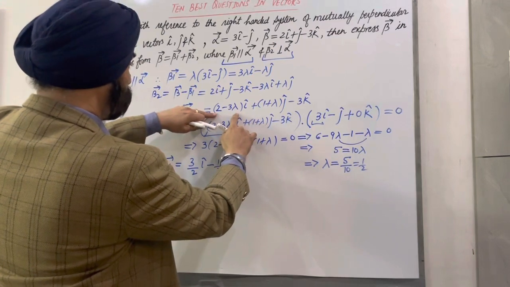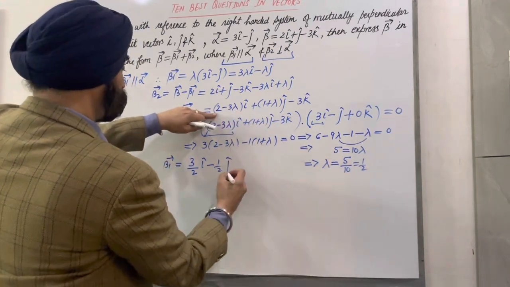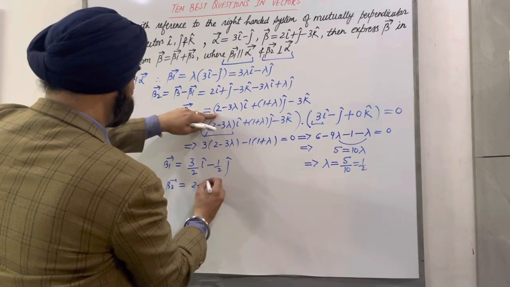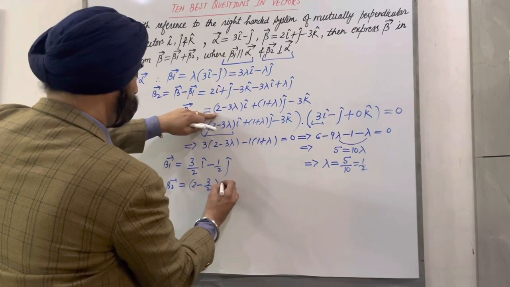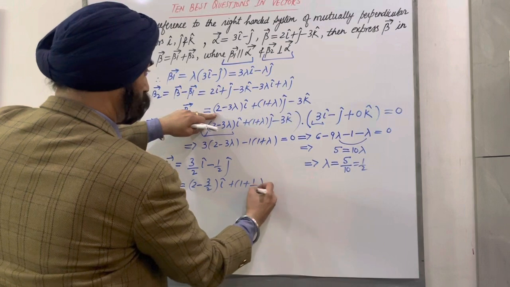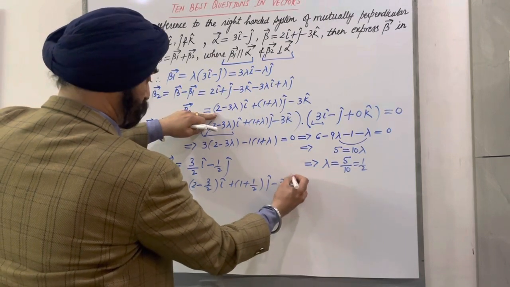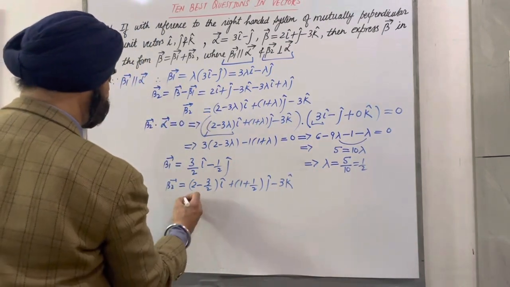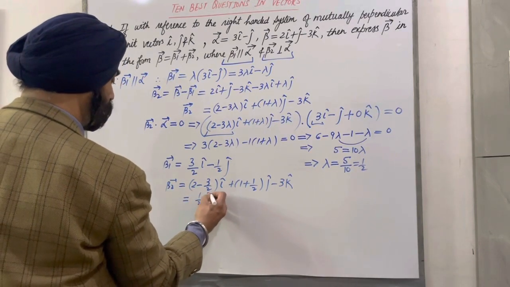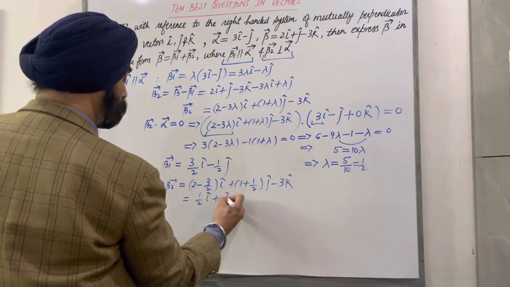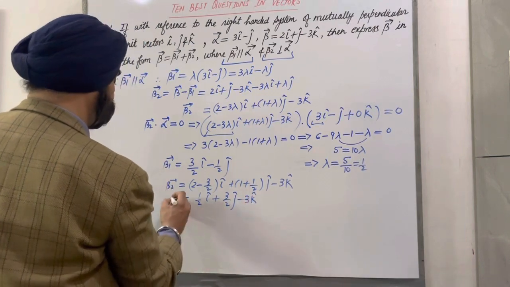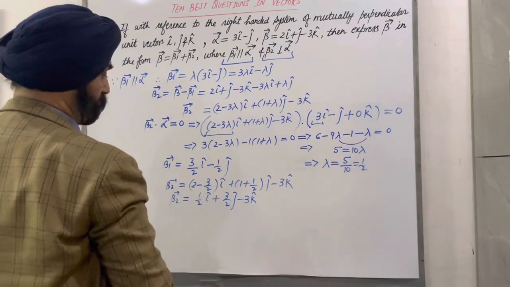And we have the expression for beta 2 here. So we can write lambda as 1 upon 2 here also. So for beta 2 vector, we can write 2 minus 3 upon 2 of i cap plus 1 plus, again lambda is half, 1 upon 2 of j cap minus 3 k cap. This last term is without lambda. We can simplify this portion further. We can write 1 upon 2 of i cap plus 3 upon 2 of j cap minus 3k cap. This is the final expression for vector beta 2.